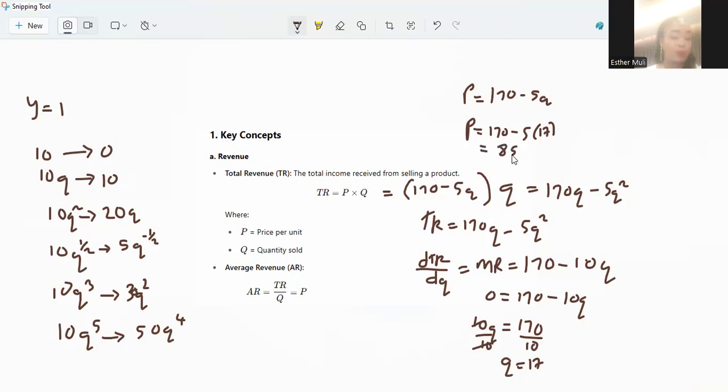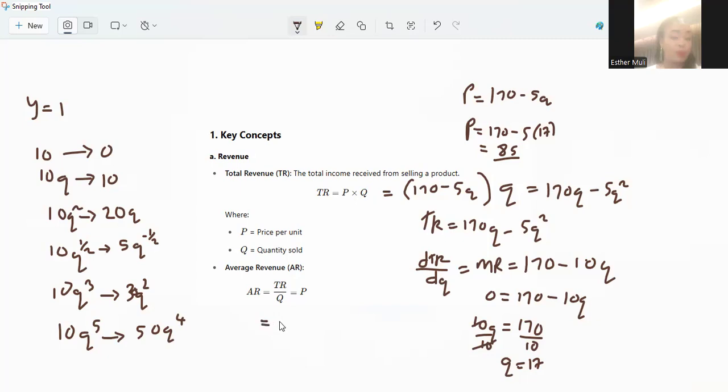So we are learning how to optimize price using calculus. Okay. Let's proceed and try another example. Let's look at the average revenue for that one. Average revenue is total revenue over quantity. It ultimately comes back to be the price.